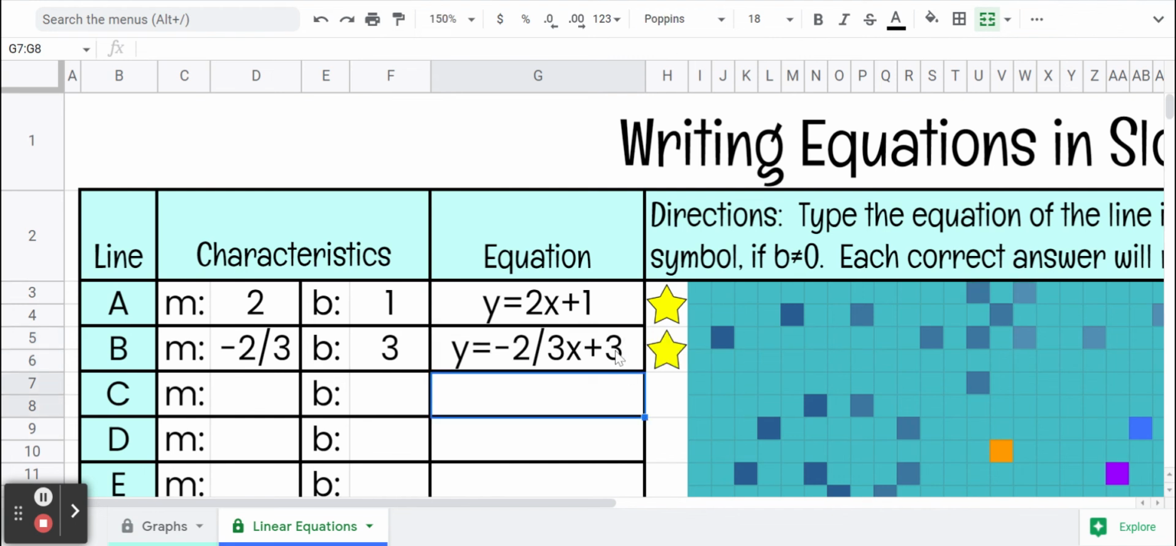If you happen to have a y-intercept that's negative, you would change this plus to a minus. You don't want to have a plus and a minus next to each other. You just get to have a plus or a minus. So if it is a positive y-intercept, keep it a plus. If it's a negative y-intercept, change it to a minus.